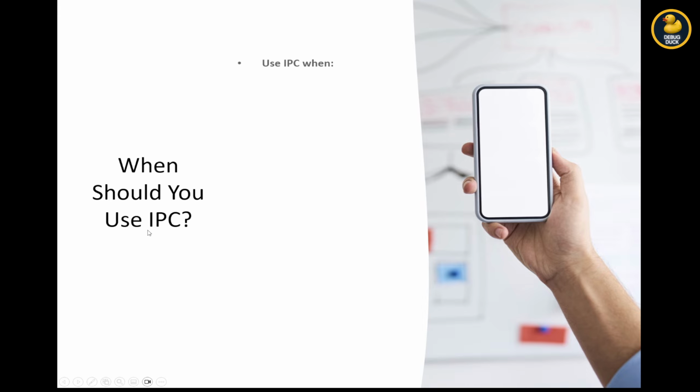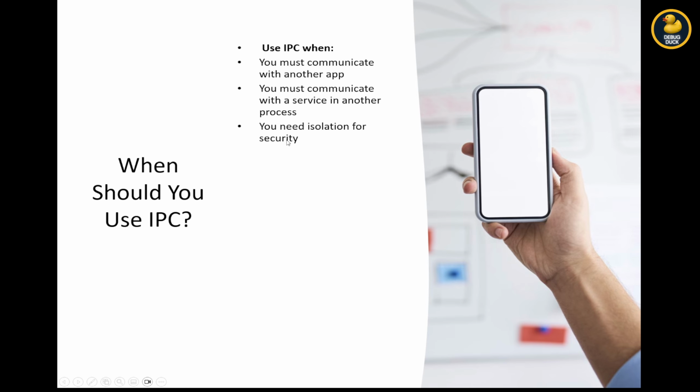When should you use IPC? When you must communicate with another application, when you must communicate with a service in another process, and when you need isolation for security, or you want a stable service used by multiple applications.